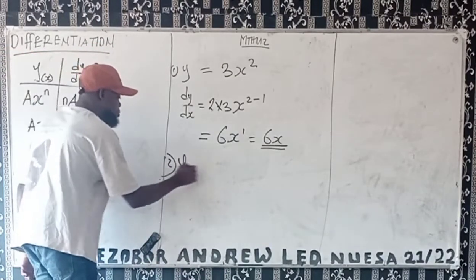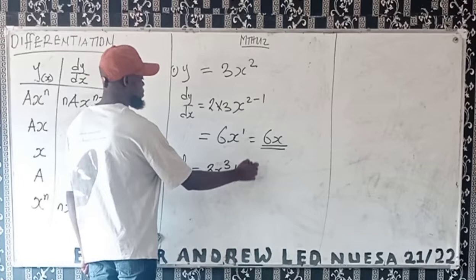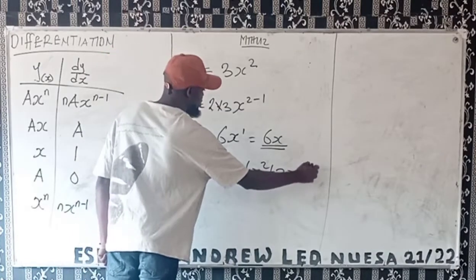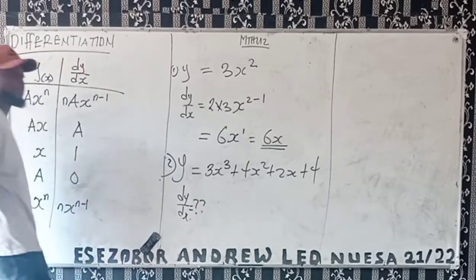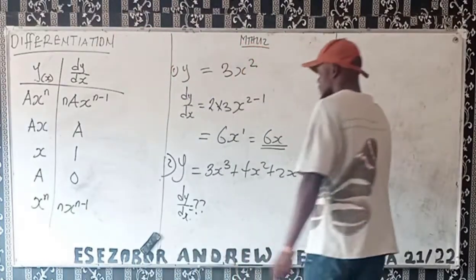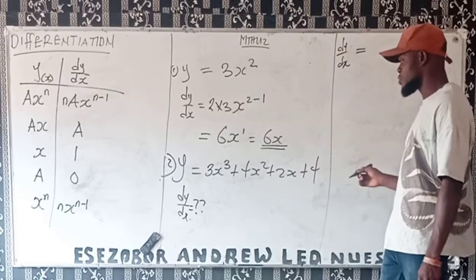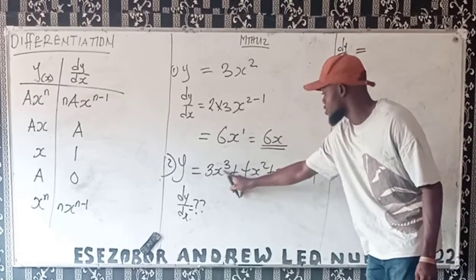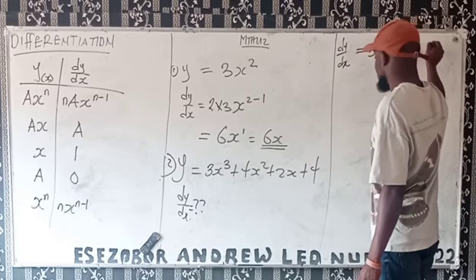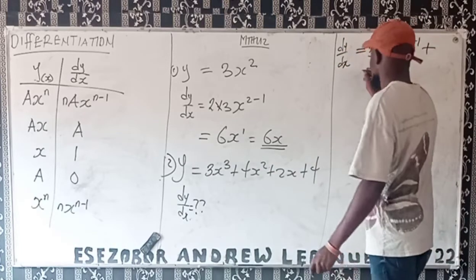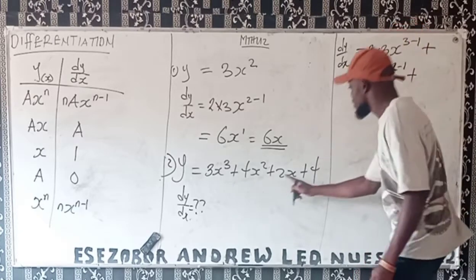Now, number 2. Let's say we have y equal to 3x cubed plus 4x squared plus 2x plus 4. What will be dy over dx? Now, dy over dx will be equal to, use the power to multiply the coefficient. We are going to have 3 times 3, then 3 minus 1, plus the same thing, power to multiply coefficient, 2 times 4x to the 2 minus 1, plus 2x.